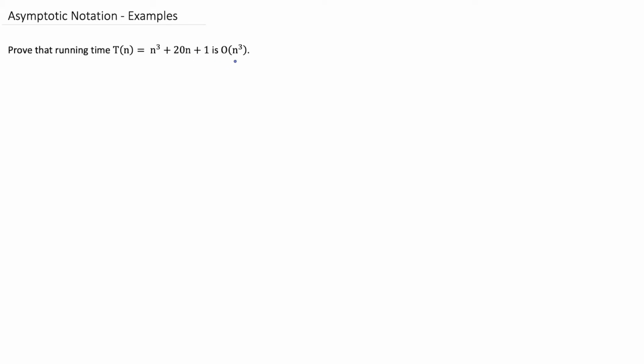That means that a constant times n cube, that is c n cube, will always be greater than this function, that is n cube plus 20n plus 1, for some values of c and n0, where n0 is a value of n beyond which this inequality is satisfied forever. In order to prove that, let me divide both sides of this equation by n cube.